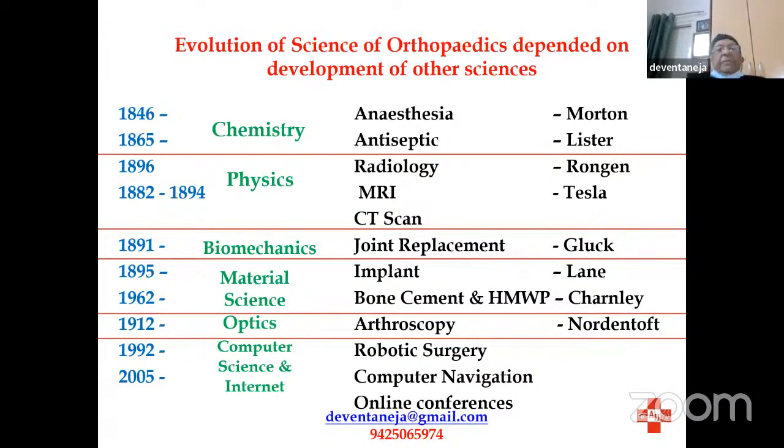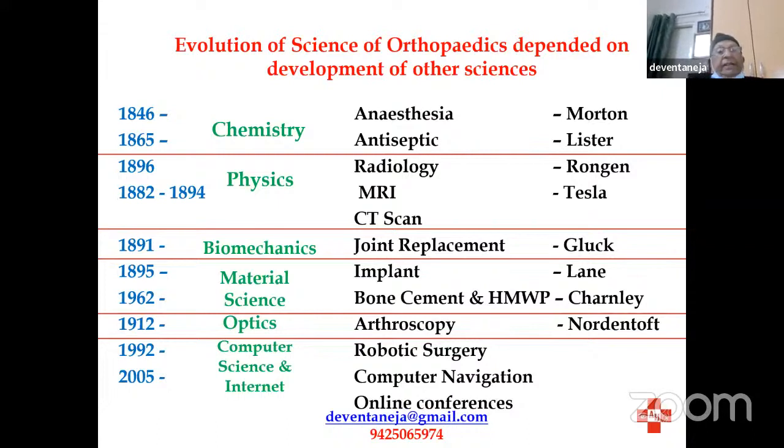In the mid-19th century, developments in chemistry gave us better anesthesia and better antiseptics. Developments in the field of physics gave us radiology: X-ray, MRI, and CT scan. The understanding of biomechanics gave us the idea of joint replacement. Development in the science of metals gave us the idea of how implants and bone cement, etc., can be used. Then optics were developed, and that gave us the idea of doing arthroscopy.